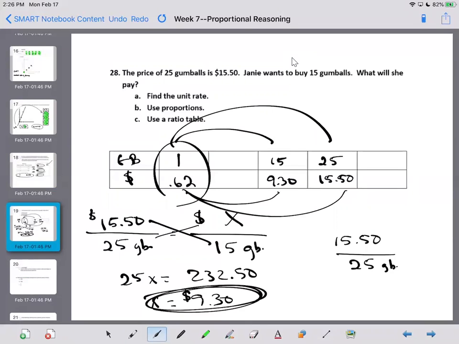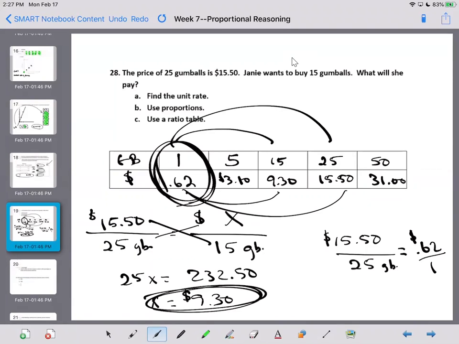Writing it as 15.50 divided by 25 gumballs tells you how much per one gumball, which was 62 cents. So when we found that unit rate, that allowed us to find, well, what if we wanted 5 gumballs? That would just be 62 cents times 5, and you're going to get $3.10. What if I wanted 50 gumballs? Well, I would take 62 cents and multiply it by 50, and it would be $31.